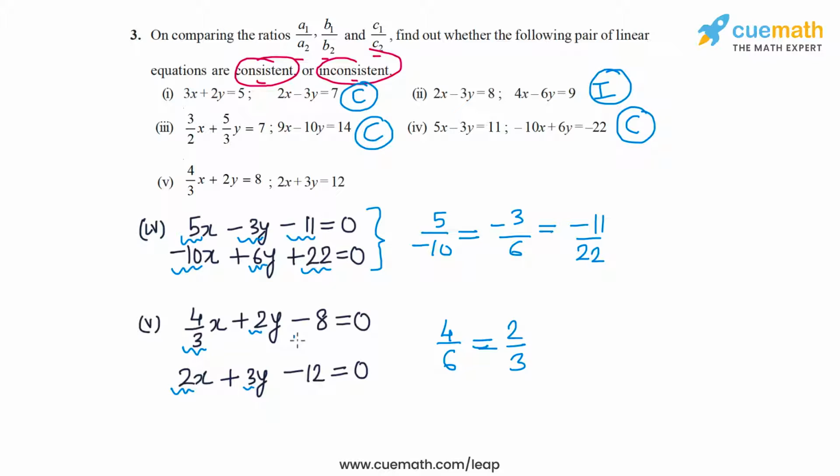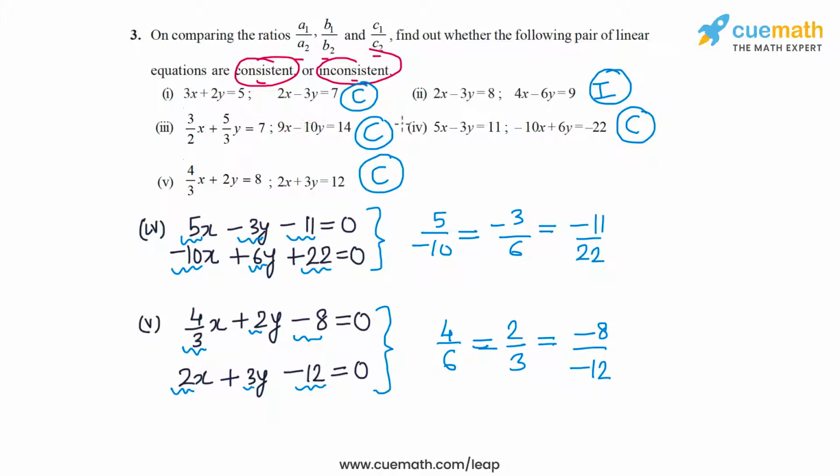So c1/c2 is −8/−12, and −8/−12 in the lowest form will also be equal to 2/3. So all of these three ratios are equal, which means that the lines representing this pair will be coincident. They will be identical, and that means that this pair has infinitely many solutions, so it is also consistent.